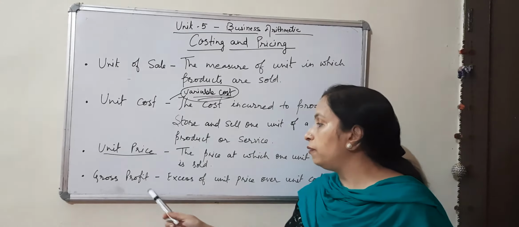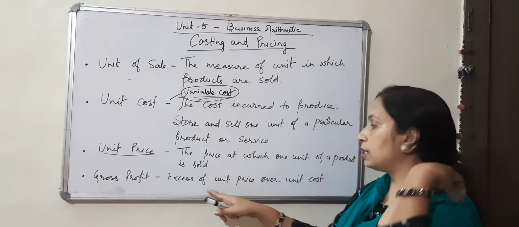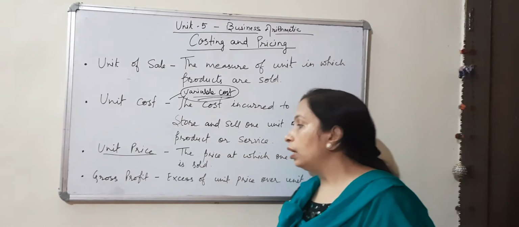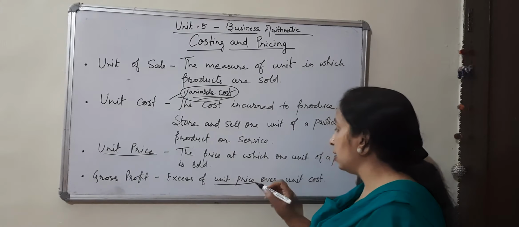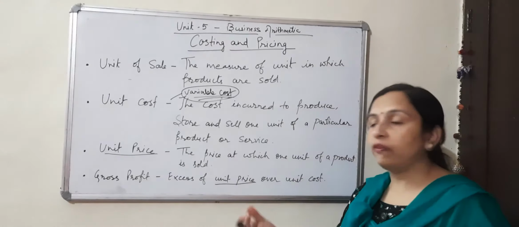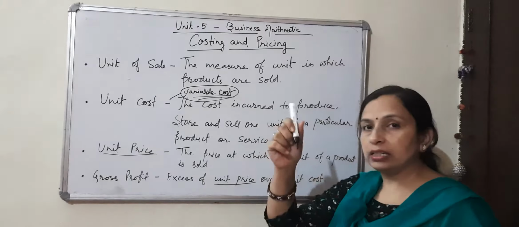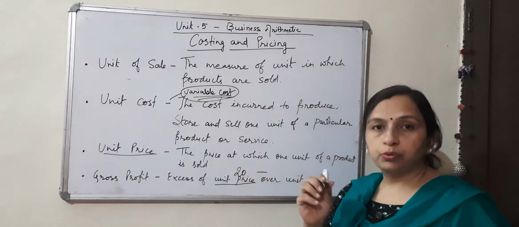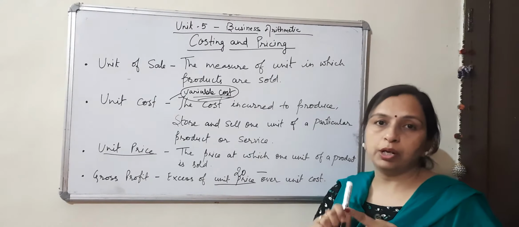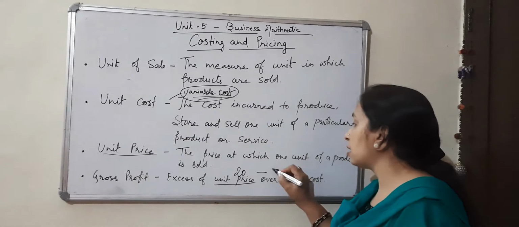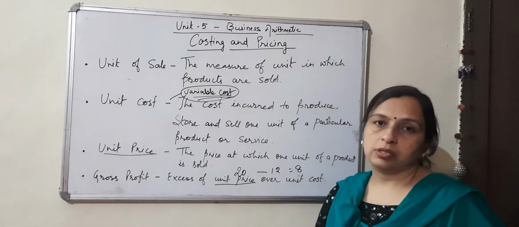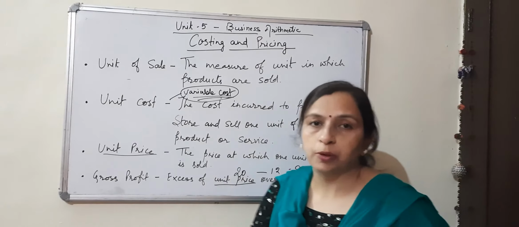Now what is gross profit? Gross profit is the excess of unit price over unit cost. It means whatever unit price is there, which is over and above the unit cost. Now I said this marker is available for 20 rupees and the cost of manufacturing, or the variable cost, of this particular marker is suppose 12 rupees, then your gross profit will be 8 rupees. So this is gross profit.